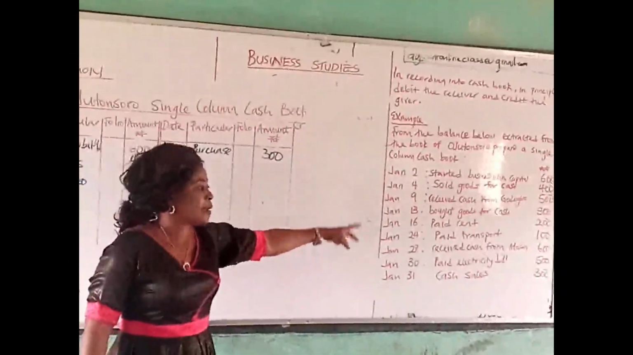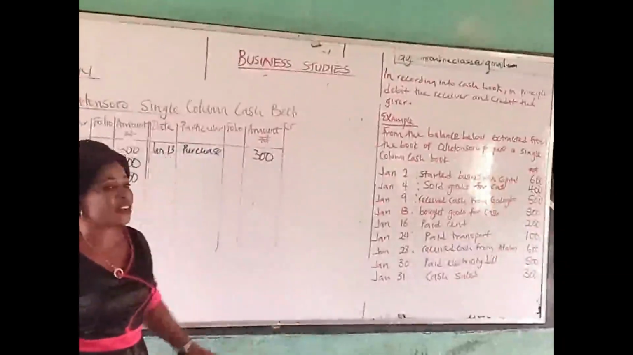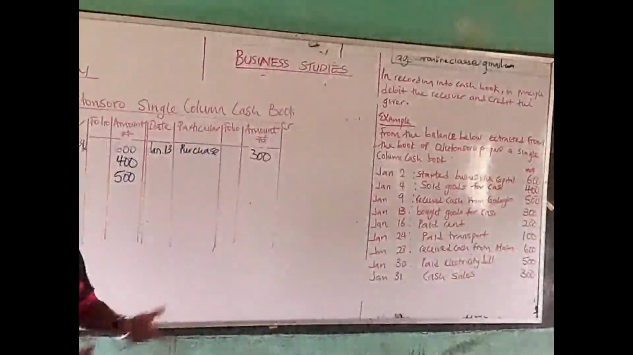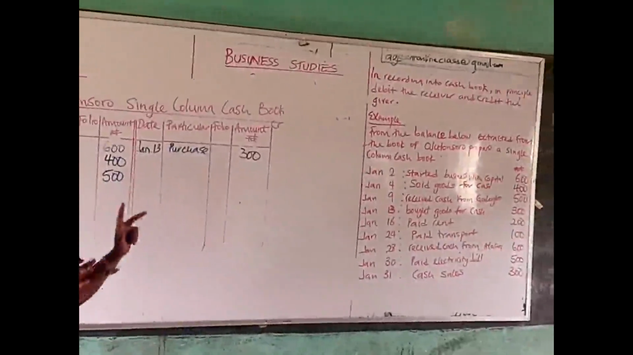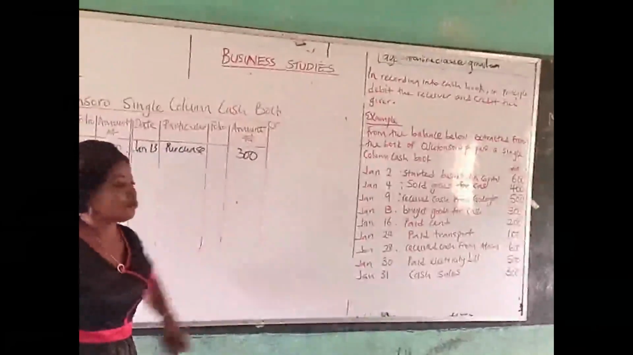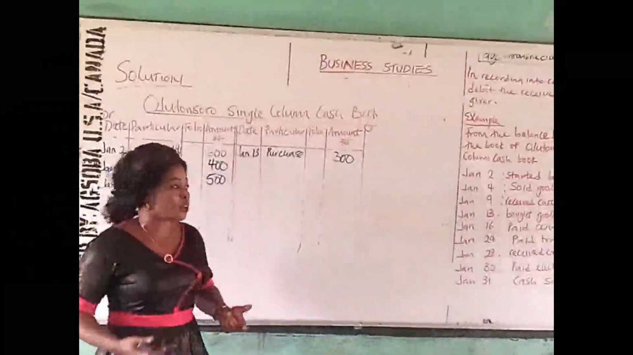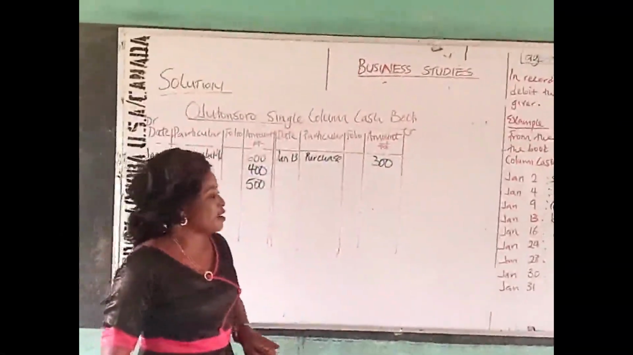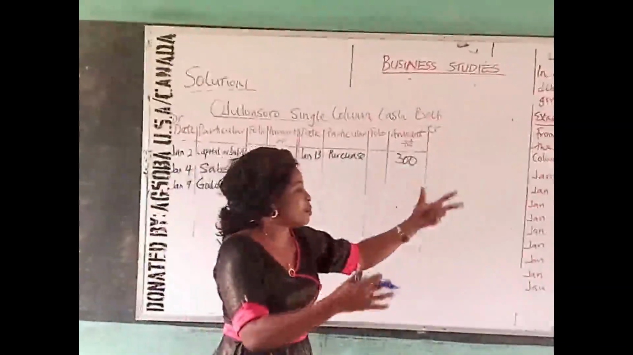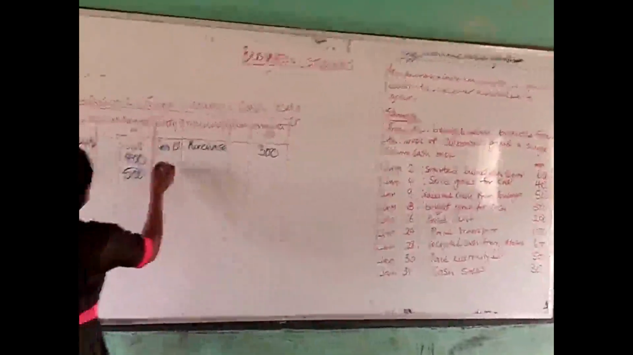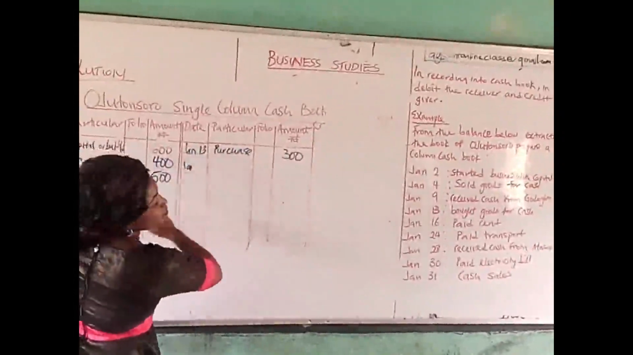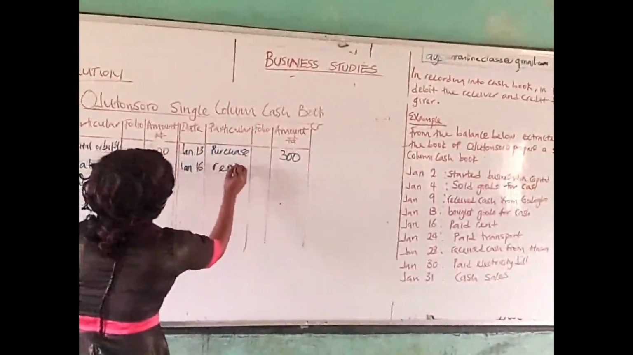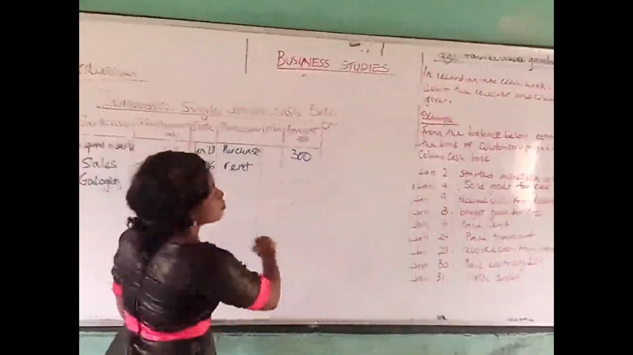Then to the next one. January 16. Paid rent. You pay for the rent of where you are using. You pay the money out. You did not receive that money, but you pay the money out. 200 naira. Who can tell me where am I going to post it? Is it debit side or credit side? Good of you, I can hear you here. You are saying credit side because you pay the money out. January 16. You write rent because that is what they use the money for.